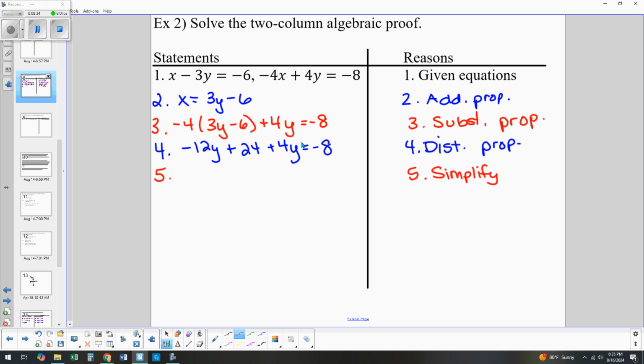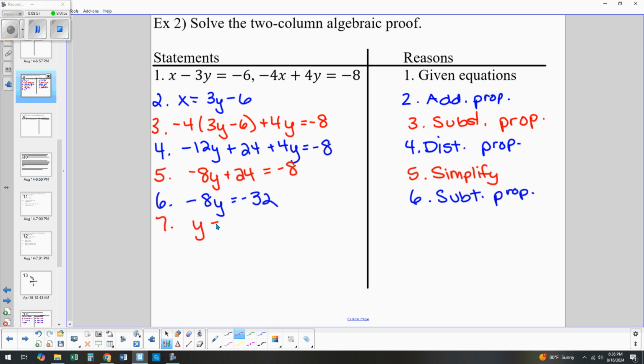So the negative 12y and the 4y combine to become negative 8y. I'm going to minus the 24, so that's subtraction. Like I said before, I'm not going to leave it as SUB, it's the subtraction property. And to solve for y, I will use the division property.